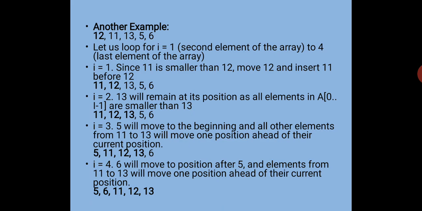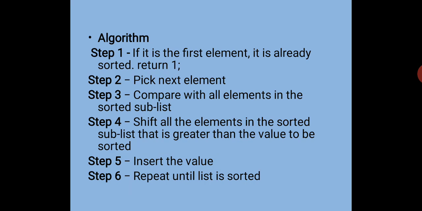So here also we consider an example: 12 11 13 5 6. So 12 is initially there, and if I take the loop, i is equal to 0. Now I compare 11 with 12. 11 is lesser than 12, so 11 is inserted before 12, and it becomes 11 12, and then the rest of the list. So 11 12 are sorted. Now I take 13 and I look where it is supposed to be inserted. After 12 it gets inserted. Now I compare 5 and 6. This is how I move an unsorted list into a sorted sublist, by inserting one element one by one.